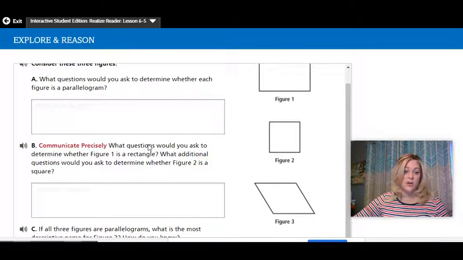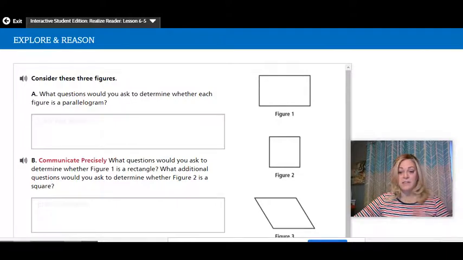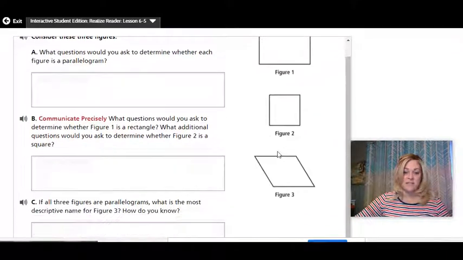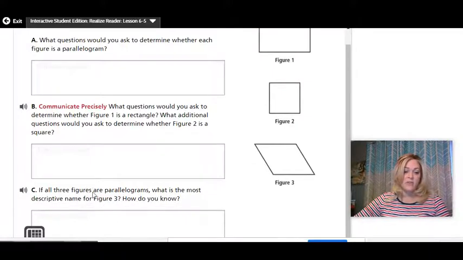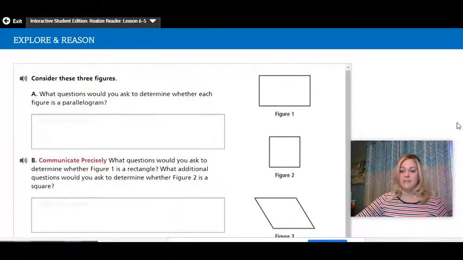Part B says, what questions would you ask to determine whether figure 1 is a rectangle? Think about the properties of a rectangle and then ask those questions. And then there's another one down here. Part C, if all figures are parallelograms, what is the most descriptive name for figure 3? Think, what type of parallelogram would that be? And then you name it.